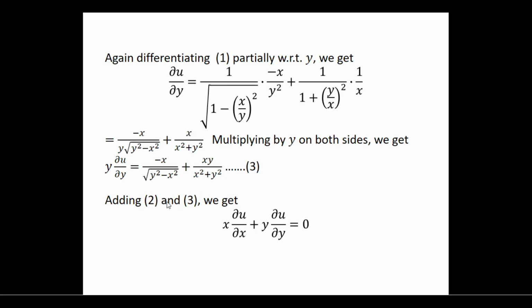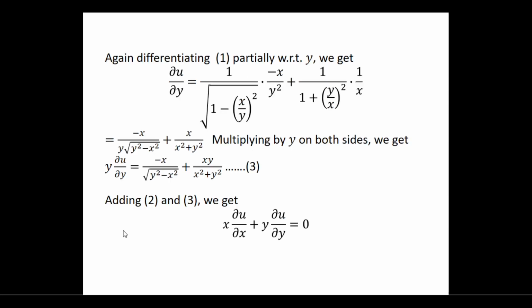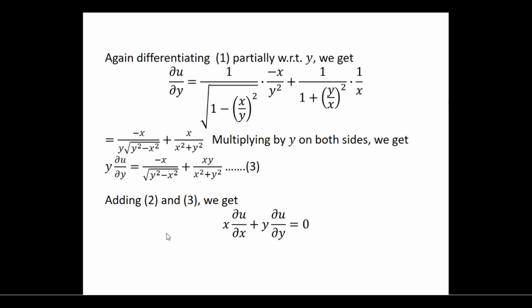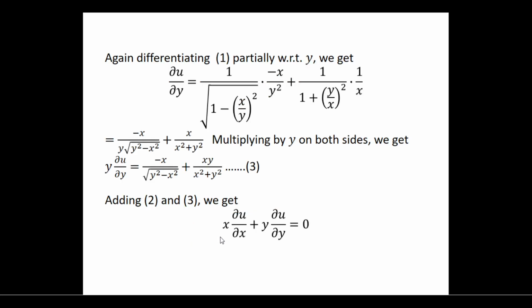Okay, now add equations 2 and 3. What is equation 2? Observe the LHS, x ∂u/∂x. In equation 3, it is y ∂u/∂y. If you add those two, you will get this LHS. And now observe the RHS. x by root of y square minus x square will get cancelled with this minus x by root of y square minus x square. Again minus x y by x square plus y square will get cancelled with this x y by x square plus y square. So you will be left with 0.